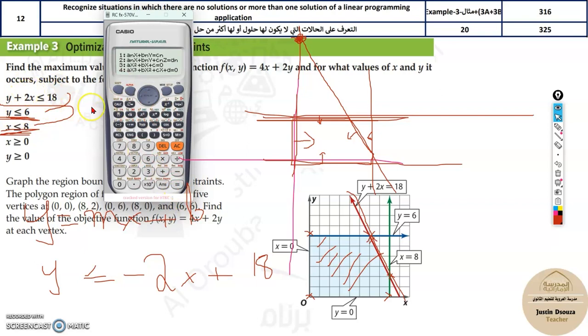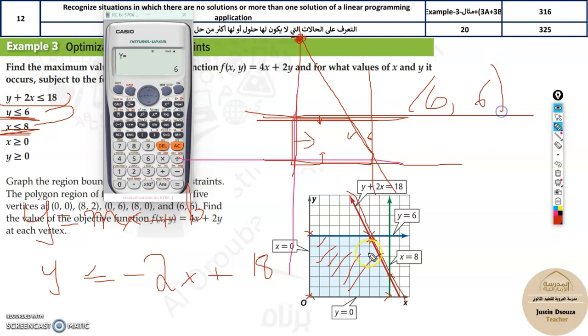What is the coefficient of x over here? That's 2. Coefficient of y is 1, and the number is 18. Let me take the second. What is the coefficient of x? There's nothing, so it's 0. Coefficient of y is 1, and lastly it's 6. So when you press equal to, you're going to get the endpoint 6 comma 6.